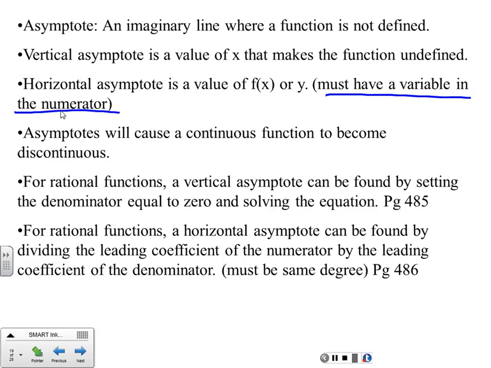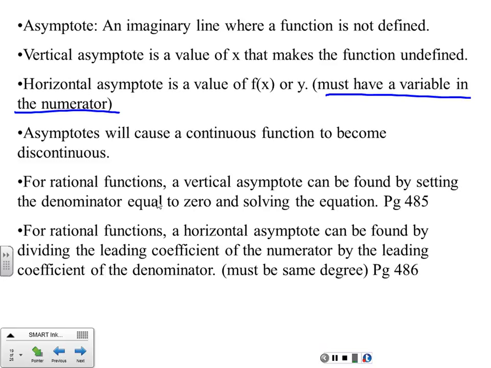If you do have a variable in the numerator, and getting into a little bit of calculus here, your degrees of your numerator and denominator are the same, then it's going to be leading coefficient over leading coefficient. And I'll show you one like that in just a minute, okay? So asymptotes will cause a continuous function to become discontinuous. We've already talked about that.